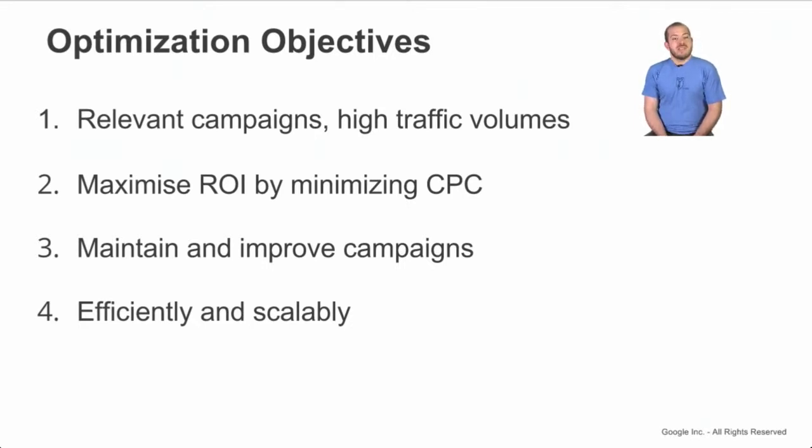Third, you want to be able to maintain and improve campaigns on a continual basis. And finally, you want to be able to do all three of these things efficiently and scalably. So that's the API. That's the programmatic part of this that allows you to do this on a continual basis without having to have an account manager sit in front of the AdWords UI all day and click and optimize things on a continual basis.